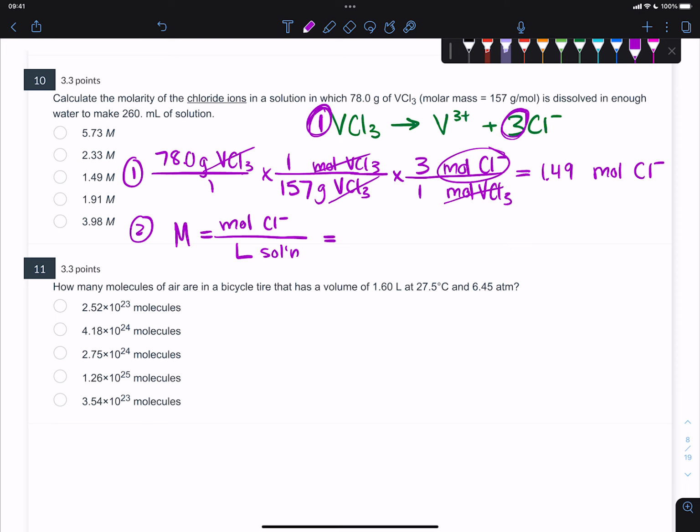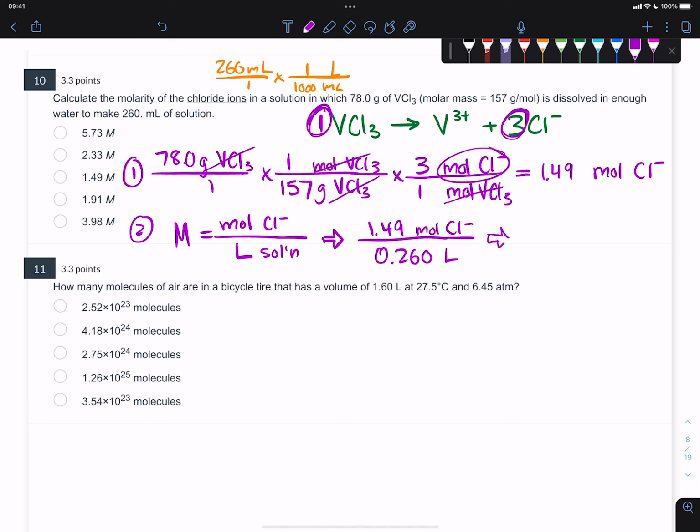Now we know that there's 260 milliliters of solution, so remember your conversions. Convert that from milliliters to liters, which basically means you divide by 1,000. So doing your substitutions, you get that the molarity is going to be equal to the number you just got, 1.49 moles of the chloride ion, divided by the total volume of the solution, which is 0.260 liters, and that's going to give you your answer.